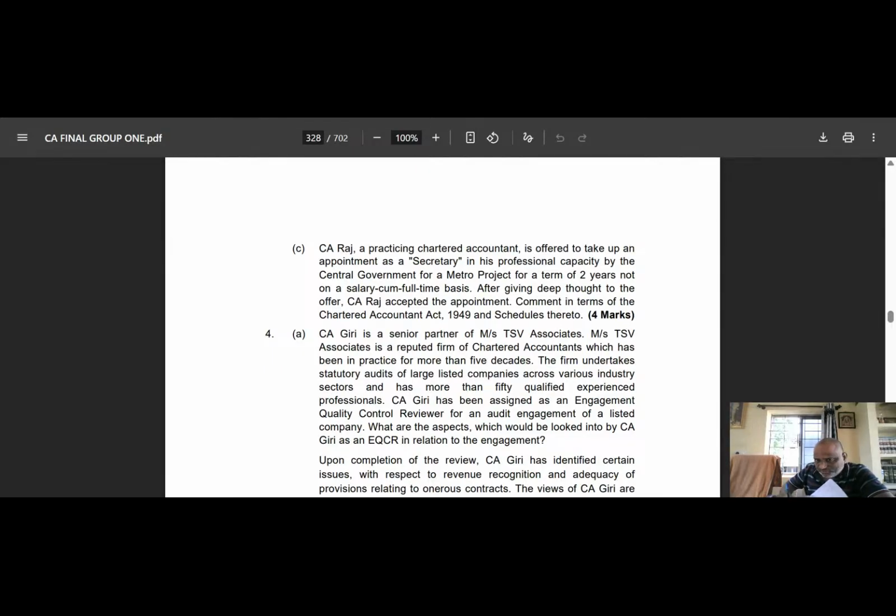191, read with clause 11 of part 1 of the first schedule of the Chartered Accountants Act, 1949. So important.